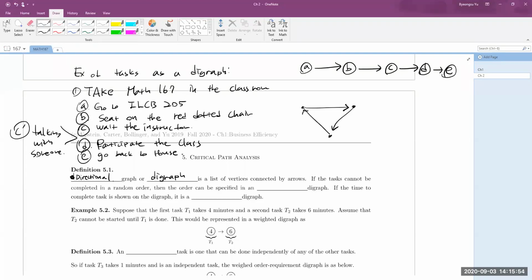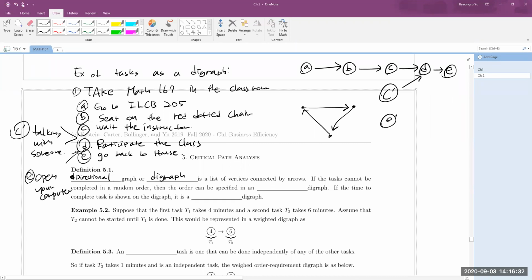So in the real world, the graph may not be just this line, but there are some other jobs. For example, C prime is also needed. Or for example, if you need to take the quizzes, then you must open your computers and visit eCampus, right? So maybe other jobs are needed to participate in the class. So for example, here you need to open your computer, which is also needed. E prime, sorry.